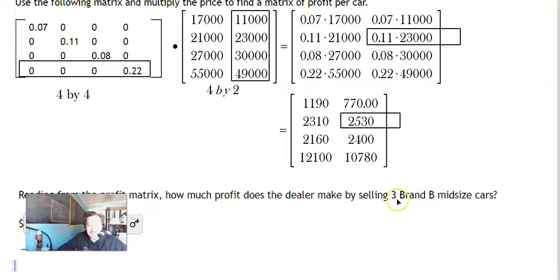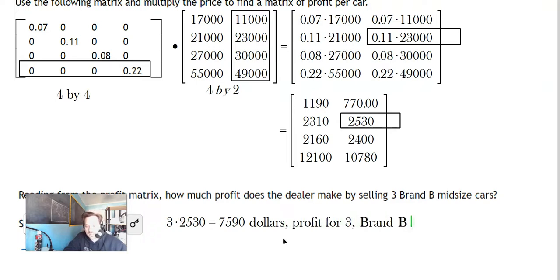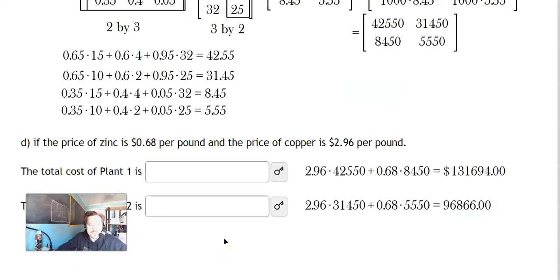But it says you're going to sell 3 of these, so then you're going to go 3 times 2,530. You punch this in, and that's going to give you a value of 7,590, and this would be in dollars. And that's the profit for 3 brand B mid-size cars like that. That is it for this one. As you can see, matrix applications can be very interesting. You can do a lot with them.